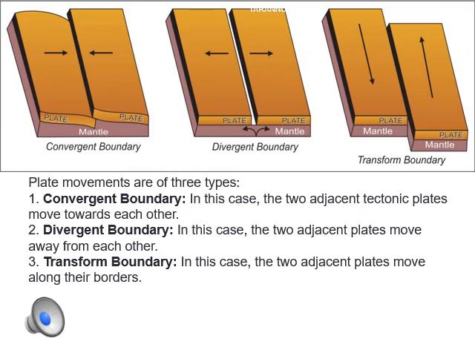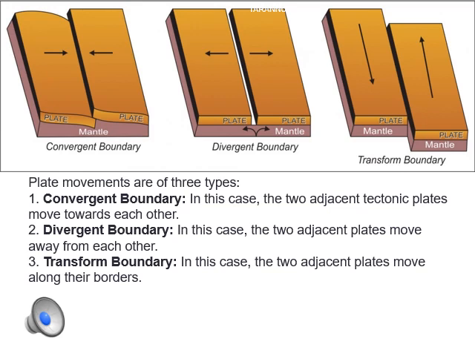The first one is the convergent boundary. This type of movement forms the convergent boundary. This movement forms mountains, for example the Himalayas. These plates come close towards each other. If you see the arrows, they are coming very close to each other and forming a fold. This fold creates mountains.